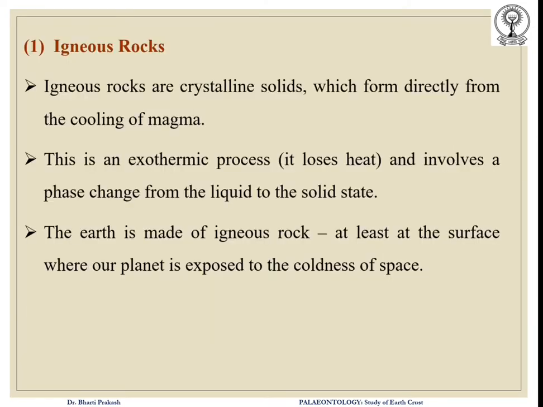Now first we will study about the igneous rocks. These are crystalline solids which form directly from the cooling of the magma. This is an exothermic process, that means it loses heat and it involves a phase change from liquid to solid state. The earth is made up of igneous rocks, at least at the surface where our planet is exposed to the coldness of space.